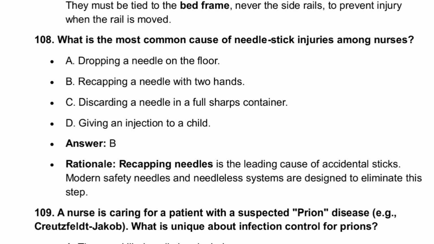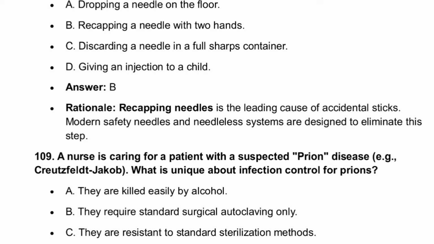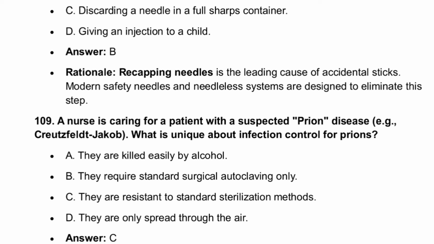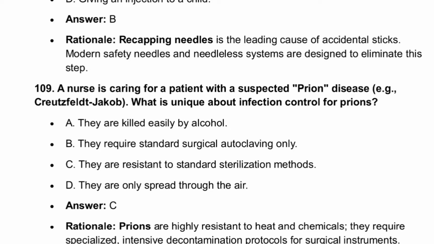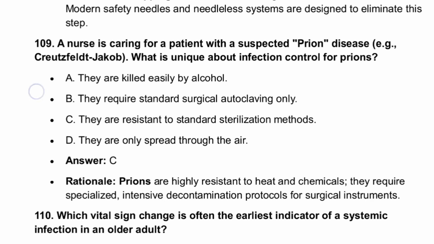বুঝতে পারলে? দুই হাত দিয়ে যখন সে রিক্যাপ করে তখন পিক হচ্ছে চান্স বেশি। A nurse is caring for a patient with suspected prion disease. What is unique about infection control prion? The answer is C. They are resistant to standard sterilization method.